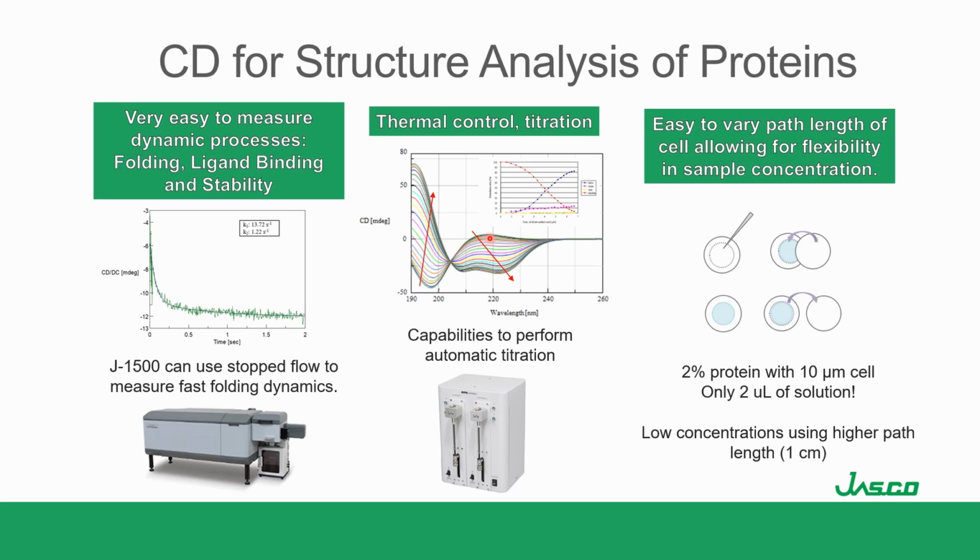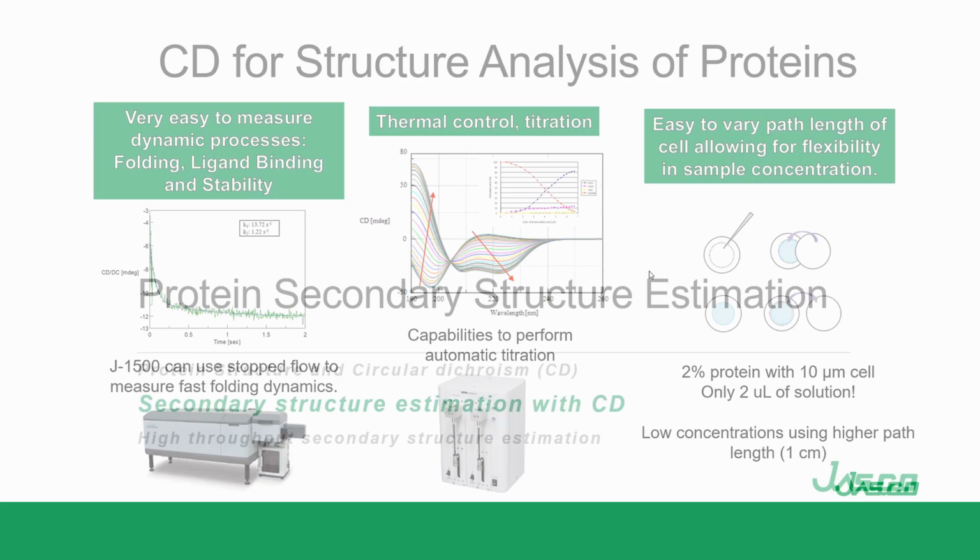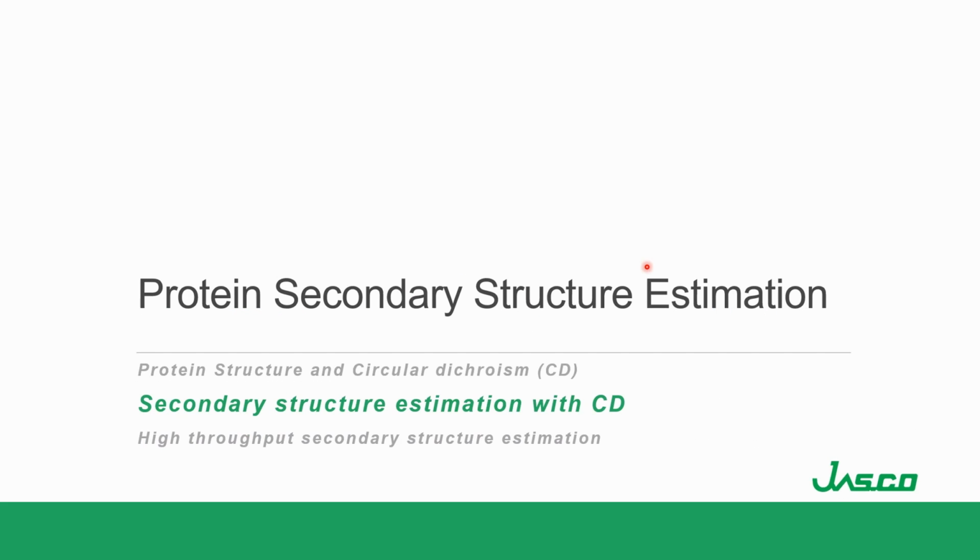And then the other nice thing about CD in comparison to other methods is you have a wide variety of path length selection, which allows for a lot of flexibility in concentrations. So we can use very short path lengths to get up to 2% protein, bringing us closer to where the IR region was with what Carlos was showing. But we can also use very low concentrations by using higher path lengths, which is really nice for circular dichroism measurements.